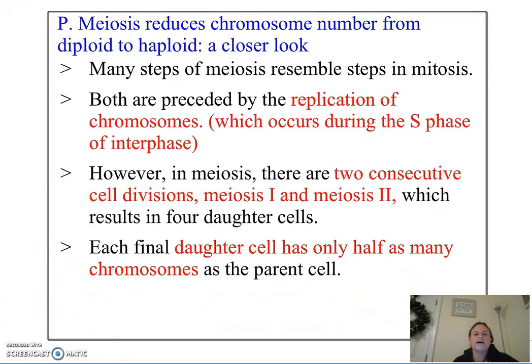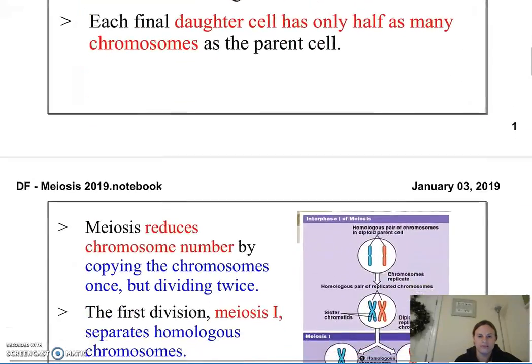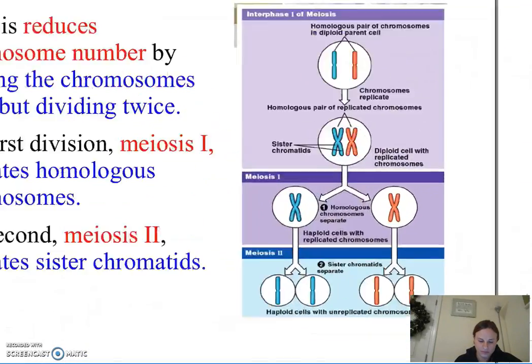We already know that meiosis reduces chromosome number from diploid to haploid, where meiosis is preceded by the replication of the chromosomes. That happens during the S phase of interphase. During meiosis, there are 2 consecutive cell divisions. There's going to be meiosis 1 and there's going to be meiosis 2. Now, the daughter cells at the end of meiosis 1 and at the end of meiosis 2 will both have half of the number of chromosomes that we started out with. So let's take a closer look.